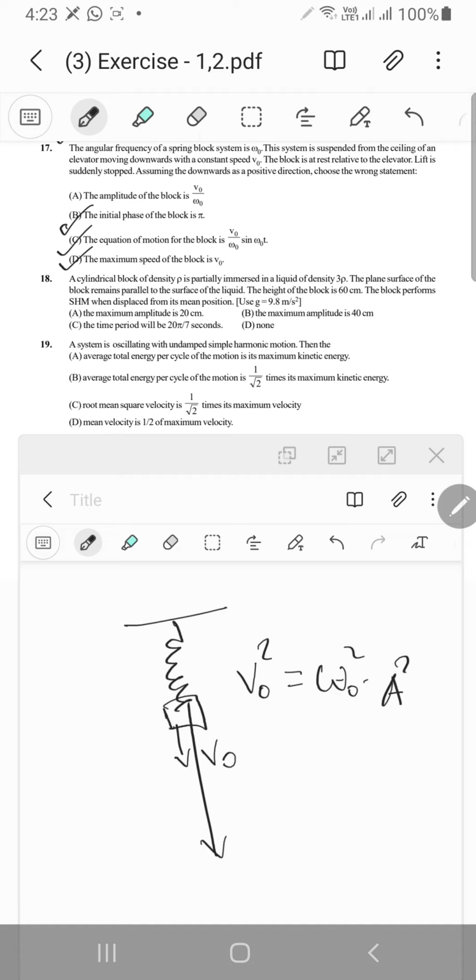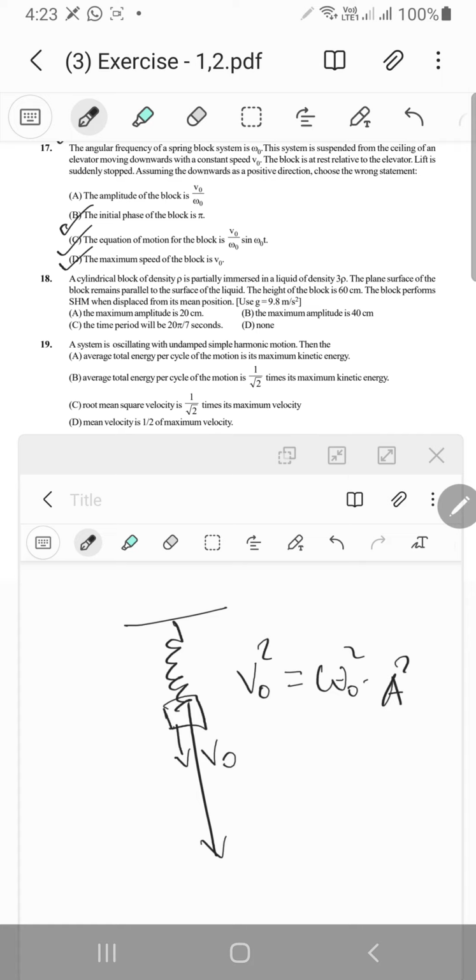The block is at rest relative to the elevator. Just wait a second. If it is moving at constant velocity, well, it's not accelerating. That means that this and this are equal. It is perfect, I guess. It's definitely at the equilibrium position where the force would be 0.